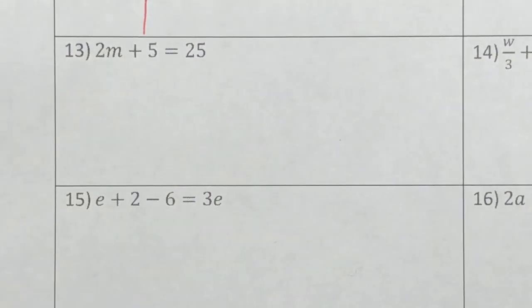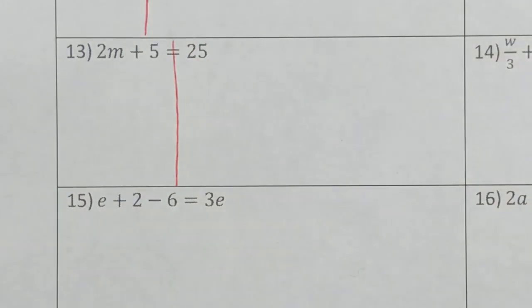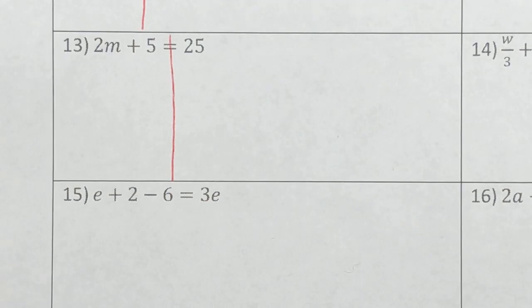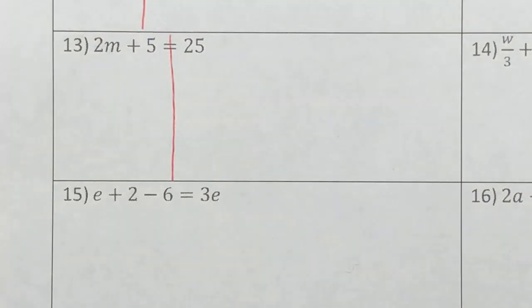Next, let's take a look at this one. Again, I'm going to separate the equation into a left-hand side and a right-hand side of the equation. As we look through it, I'm going to say, is there anything that can be simplified on the left side and on the right side?